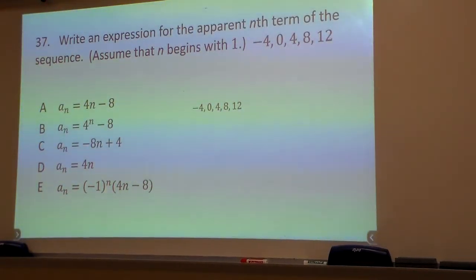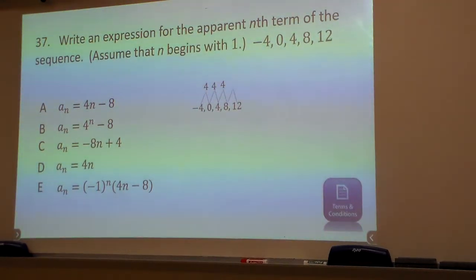And now write an expression for the apparent nth term of the sequence. Assume that n begins with 1. Well, first off, we're going to do the same thing. What are my numbers doing? It looks like to me they're all going up by 4.